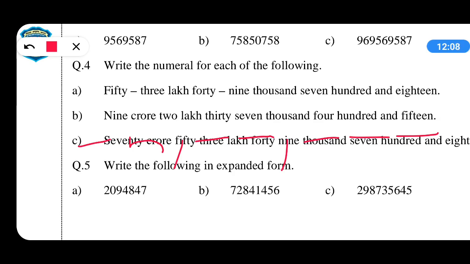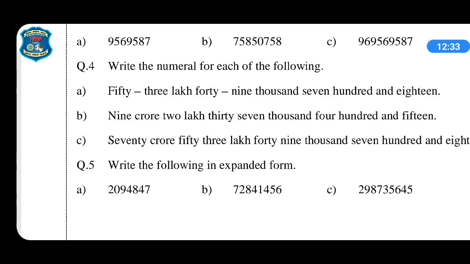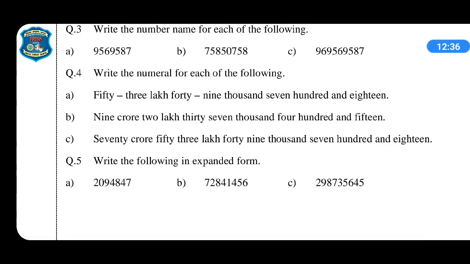Now it is 53 lakh, so 53 lakh, then 49,000, then 718. So this is the number. Got it? So in this way you have to write the number, the numeral for each of the following. This is your question number 4, right?